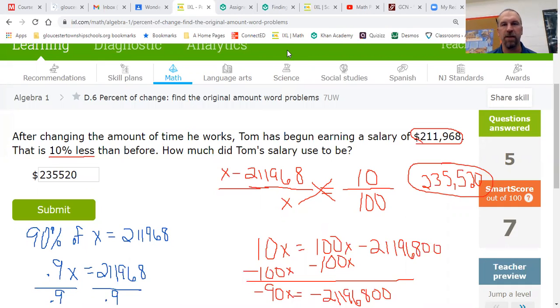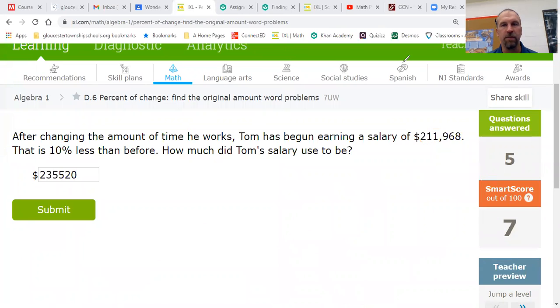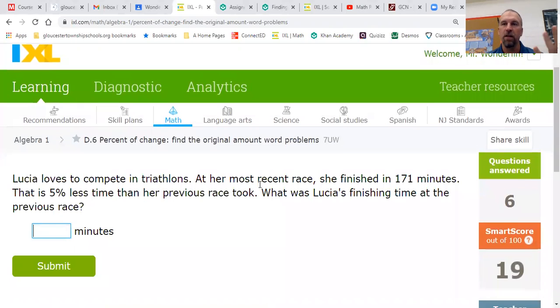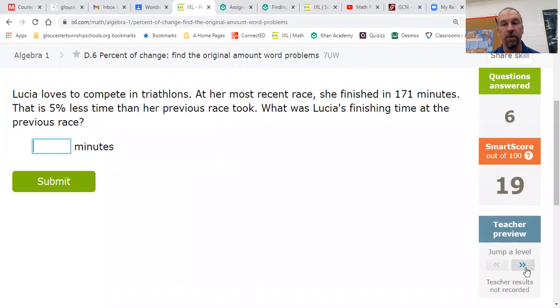Let's see. Let me clear this out. Make sure I'm right. Tom used to make $235,520. Tom made a lot of money. Good job, Tom. That's the two ways you can do it. Again, either way works. If you prefer that proportion, write it out. It's just a lot of things can go wrong in that proportion. If you conceptually instead think, I know I started with 100% and I'm either increasing to be more than 100% or decreasing less than 100%, that's an easier way to do it.